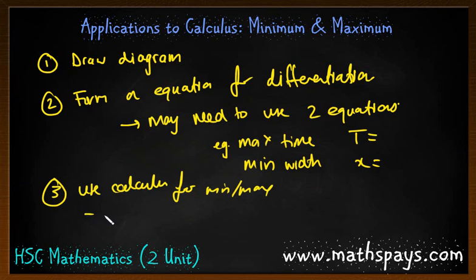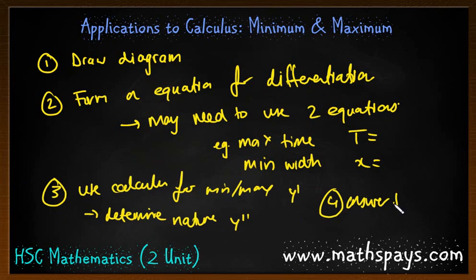Don't forget though to determine the nature: y double dash, that was y dash, and then 4, of course, answer the question. All right, you've done all the hard work, so put it all together to finish the question off.